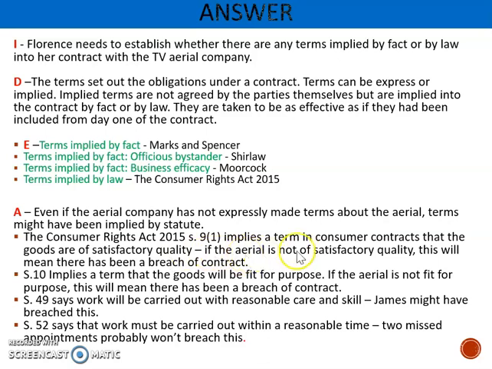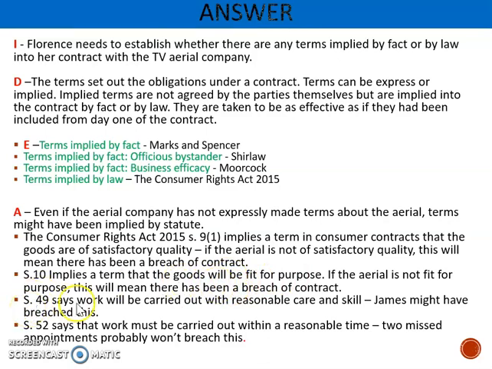So we can say that if the aerial's not of satisfactory quality, this will mean there's been a breach of this implied term. We could also say if the aerial isn't actually helping TV reception, section 10 applies as well, because section 10 implies a term that the goods will be fit for purpose. And clearly, a TV aerial that doesn't improve reception is not fit for purpose. So again, we could rely on that section.